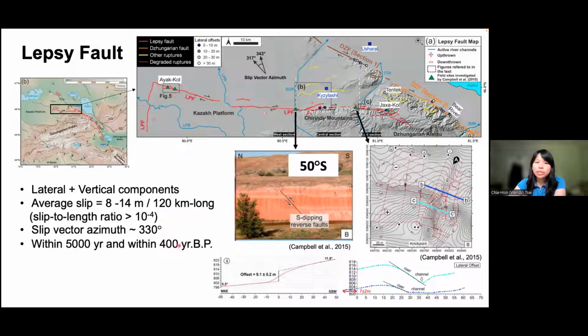Campbell et al. also suggest 2 earthquakes might have occurred along the Lepsy fault within the past 5,000 years and within 400 years, respectively. And the eastern extension of the Lepsy fault is the Dzhungarian fault, which is the main boundary structure in the northwestern Tian Shan. However, the two faults are not directly connected.